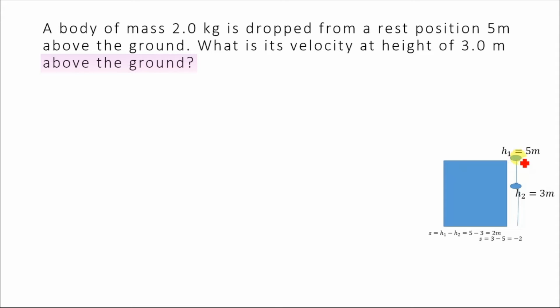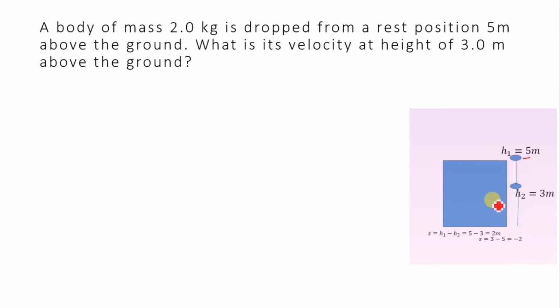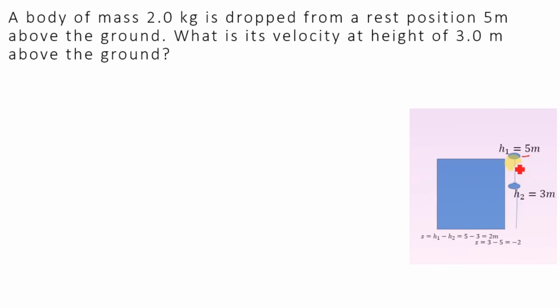So let's consider this is a 2 kg object which is at a height of 5 meters above the ground. When this object is released from a rest position, it will continue its free fall toward the ground, and when this object reaches 3 meters above the ground, at this point we will calculate its velocity.